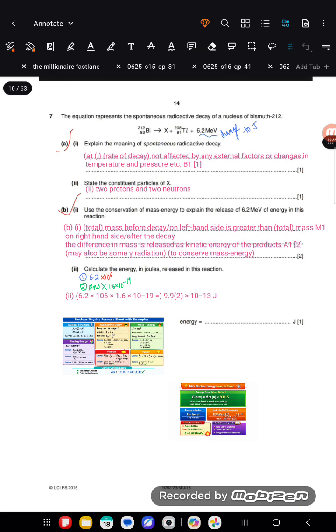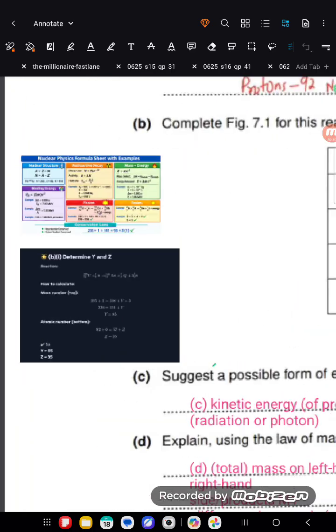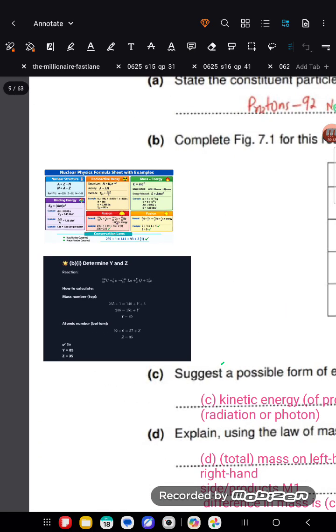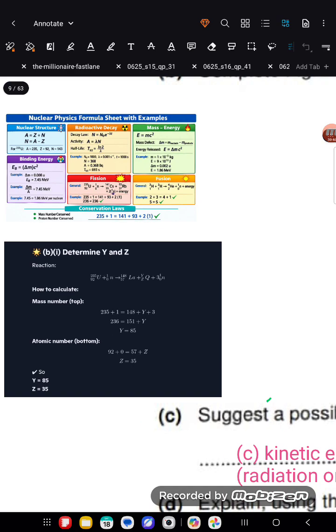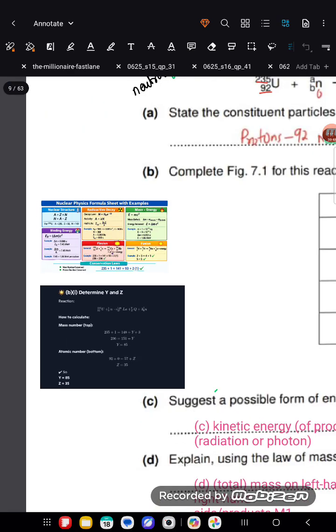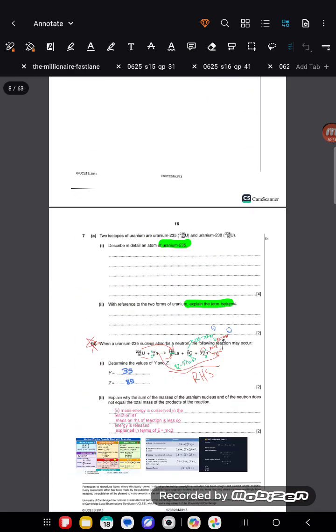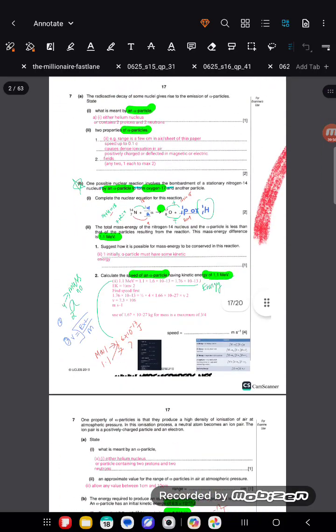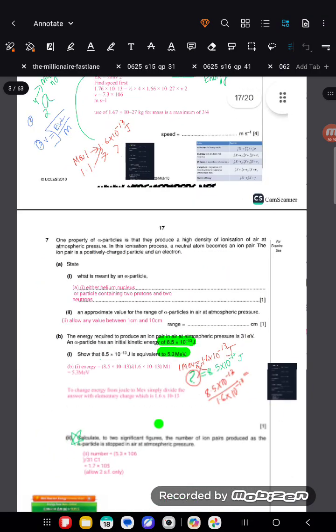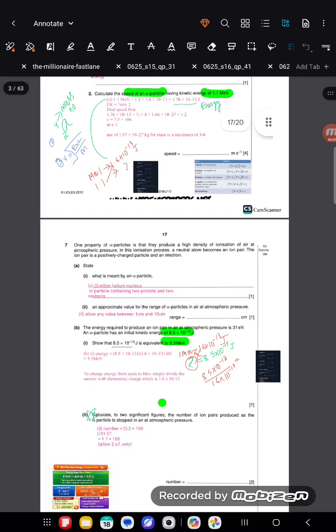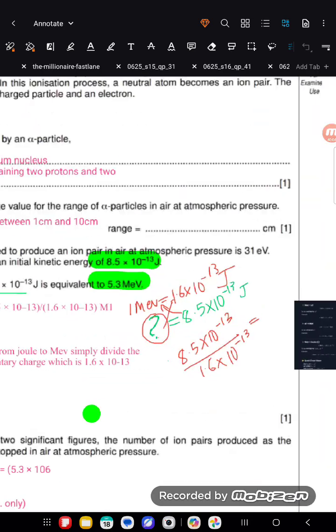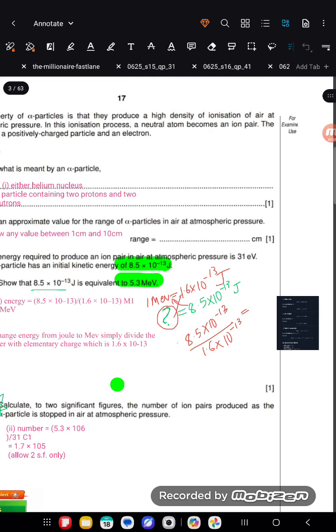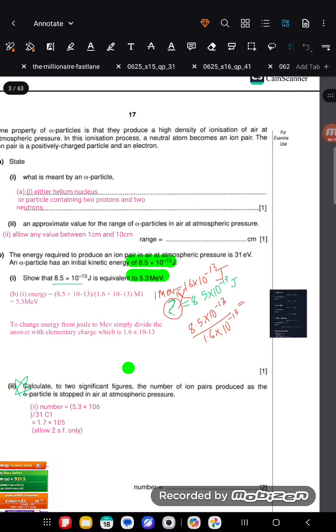So how to convert, I showed you how to convert this energy. This one you will revise. This is a clear explanation. One mega electron volt is equal to this much, and this much energy you have to change to mega electron volt, I mean electron volt.